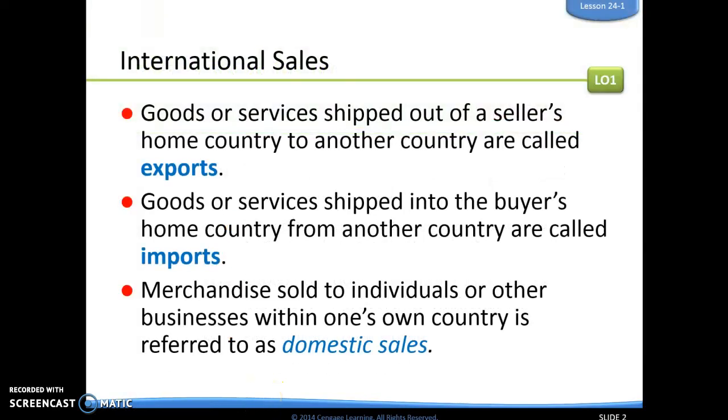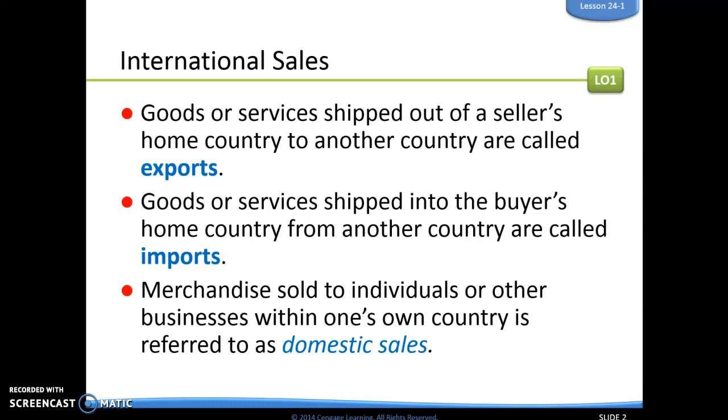Okay, so first we're going to look at the difference between exports and imports. Exports are goods or services that are shipped out of a seller's home country to another country. So that's when we are selling our goods or services to another country, those would be exports. Imports then are the opposite. Goods or services shipped into the buyer's home country from another country are called imports. So if we are buying our goods or our services from another country, those are imports.